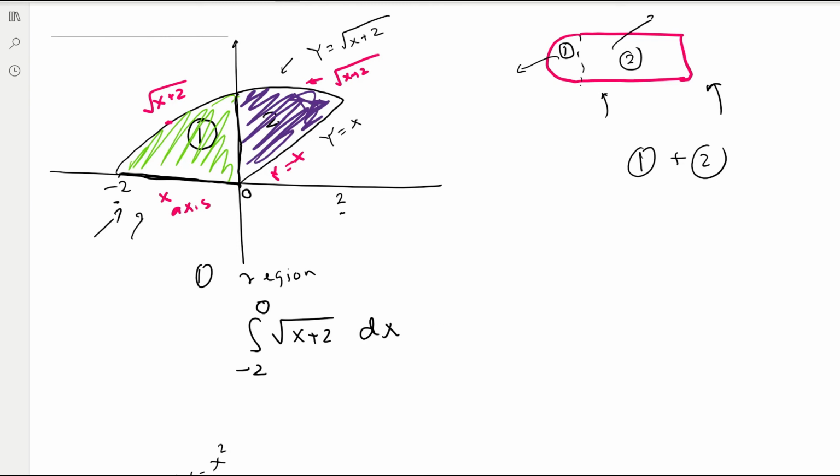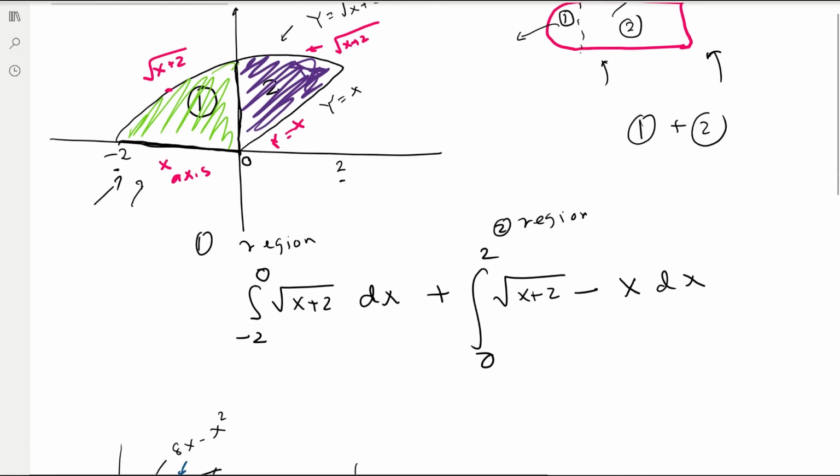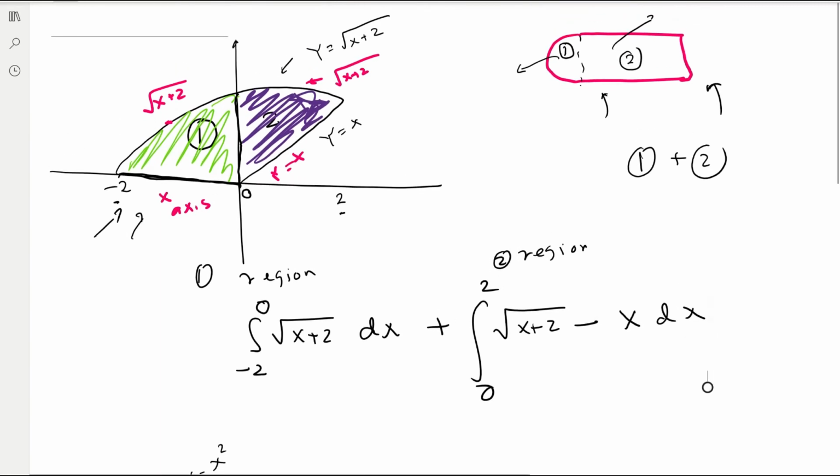Plus the second region's area is going from 0 to 2, right? 0 to 2 between what? Between square root x plus 2, that's what's on the top, minus x, right? That's the function on the bottom. Right here I could say minus 0 because it's the x-axis, y is equal to 0, but it doesn't matter. Subtracting by 0, it doesn't matter. So that's why I didn't do that in the first region. So yeah, this is what will give you the area of the entire region.